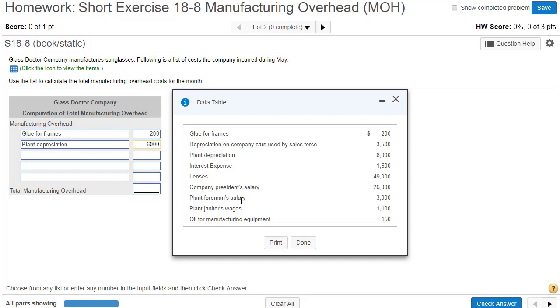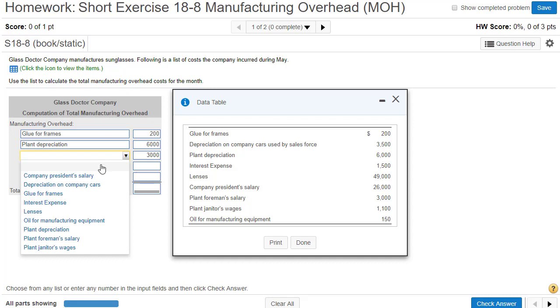Plant foreman's salary. So because the salary is for the plant, it's a product cost, and because it's a plant foreman who oversees making all the products, not just specific products, that's going to be $3,000 of manufacturing overhead. Technically, it's indirect labor.